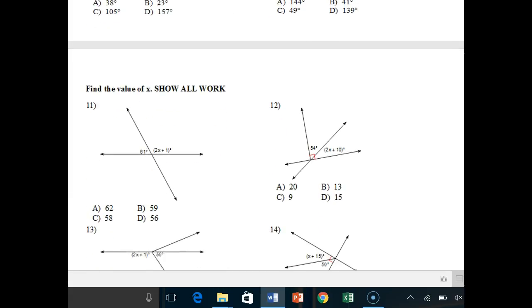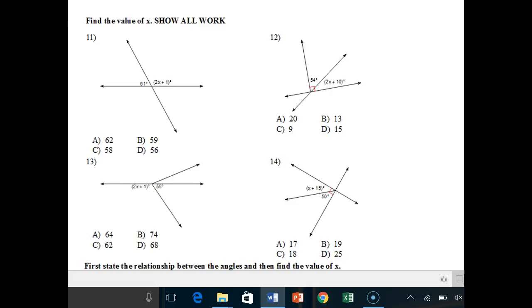So now we have some algebra, some old stuff that we had done. Notice number 11 is a supplementary relationship. So we have 61 plus 2x plus 1, and because it was supplementary, we say equals 180. That's the reason why we say it's equal to 180, because this is a supplementary relationship, right? We can make that half moon on that straight line. Add it up together, they have to be that straight angle, which is 180 degrees.